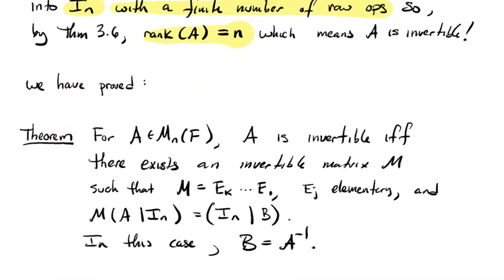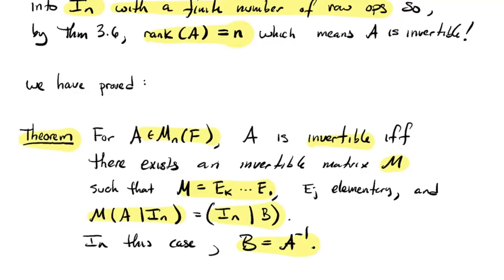What we've proved is the following theorem. The author doesn't state it as a theorem in the book, so I won't number it. But the theorem says if you take a square matrix, it's going to have an inverse if and only if there's an invertible matrix M, or if you prefer, a product of elementary matrices, so that when you left multiply the augmented matrix A with I_N, you get the augmented matrix I_N with B, and B will be its inverse in that case.